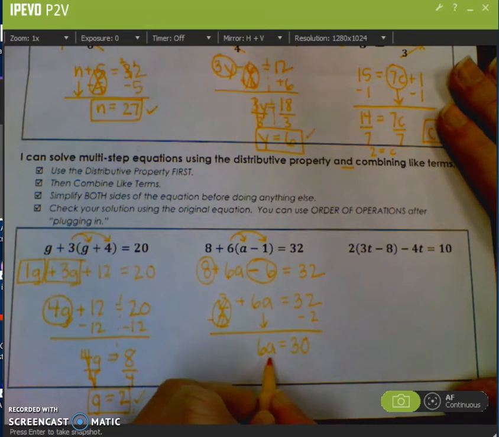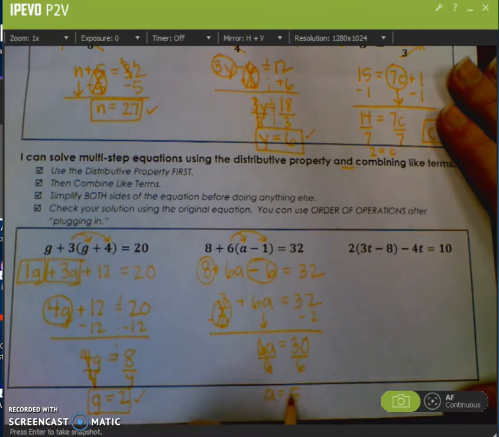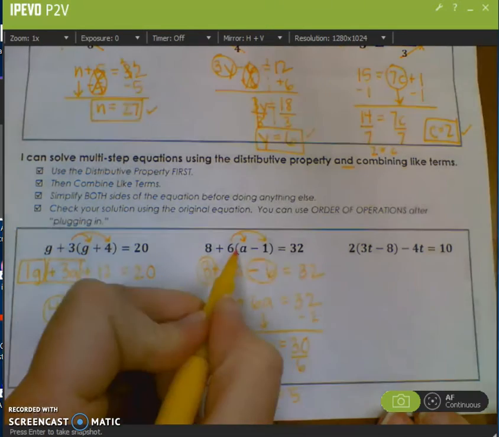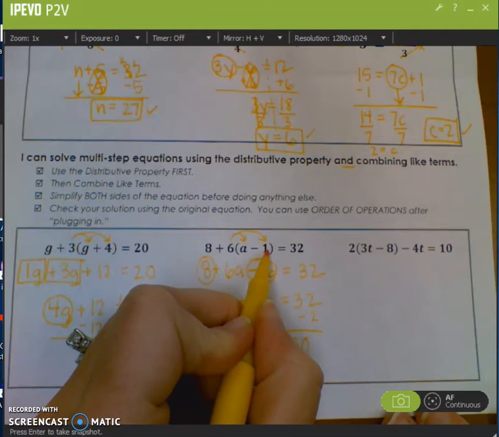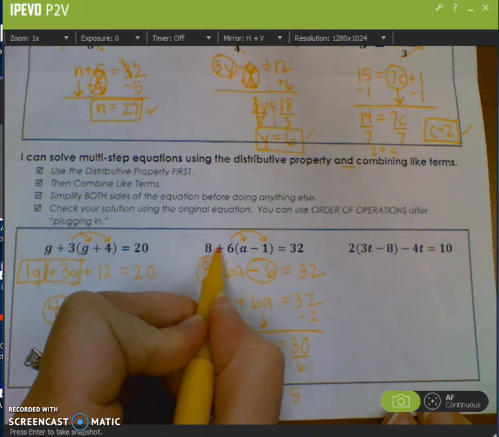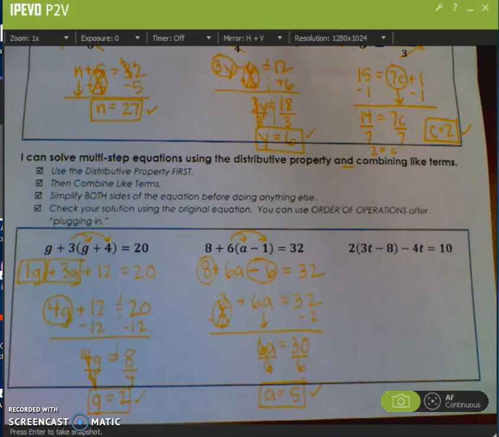The inverse of multiplying by 6 is dividing by 6. So I divide by 6 and get a equals 30 divided by 6 is 5. A equals 5. Let's check our work to make sure it makes sense. If I come back up here, 5 minus 1 is 4. 4 times 6 is 24. 24 plus 8 is 32, so a equals 5 checks and makes sense as my answer.